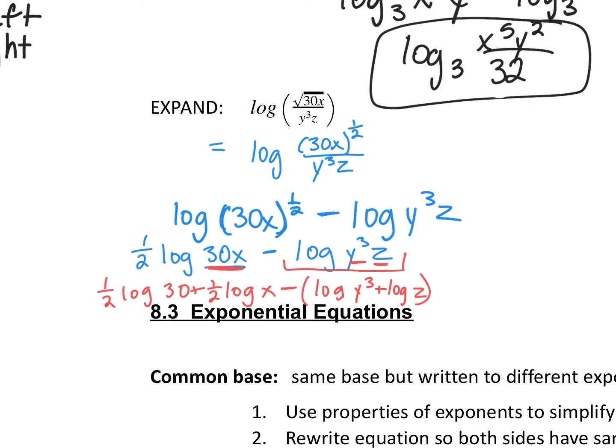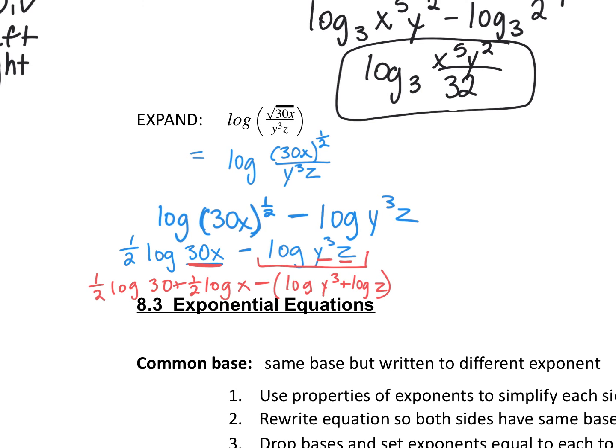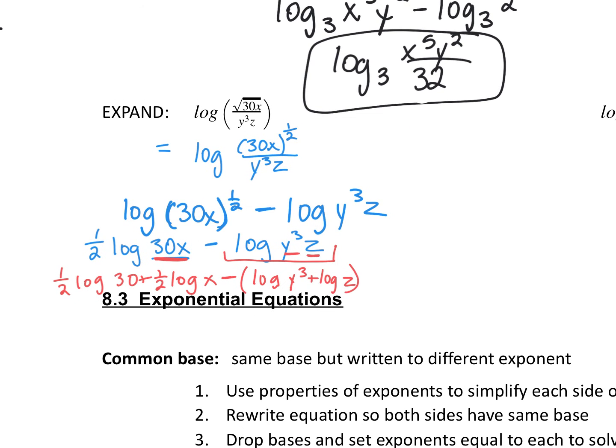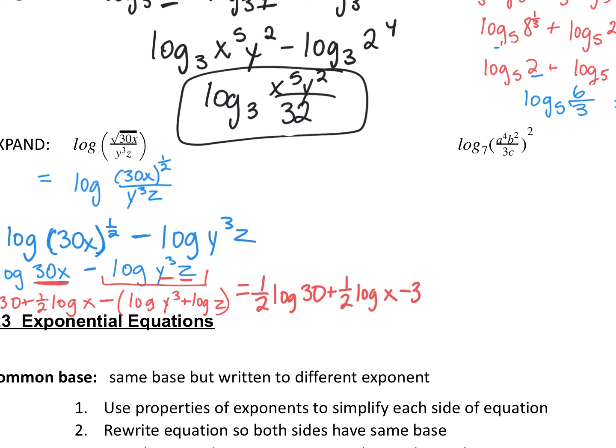And then the only other thing here is, can we have this power written right here, that y to the 3rd? It needs to go to the front, okay? And we can distribute out that -2 if we see that. So my final answer, this one was long, is 1/2 log 30 plus 1/2 log x minus 3 log y minus log z.